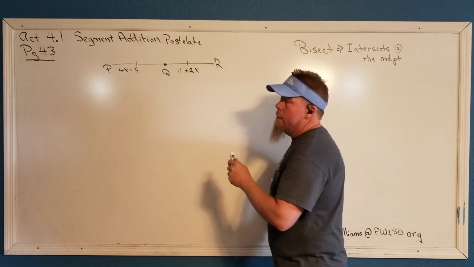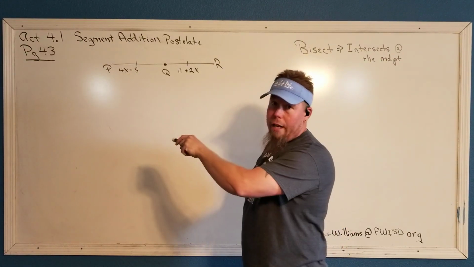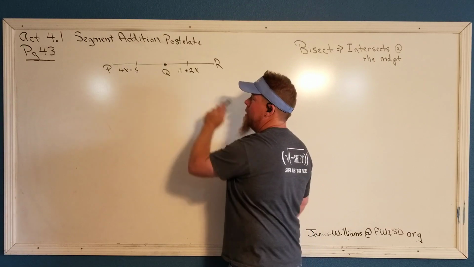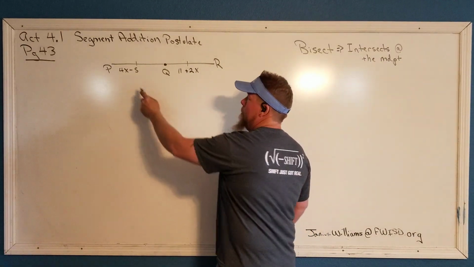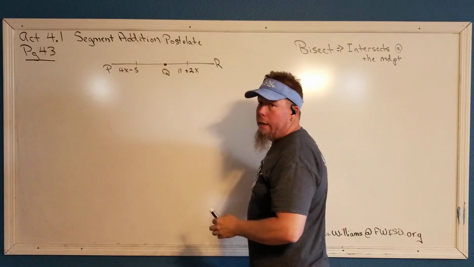It's talking about Q is the midpoint of PR, all right? And so I went ahead and drew that, all right? And I labeled it based on what they told me. And what they told me was that PQ is 4x minus 5, and QR is 11 plus 2x, all right?